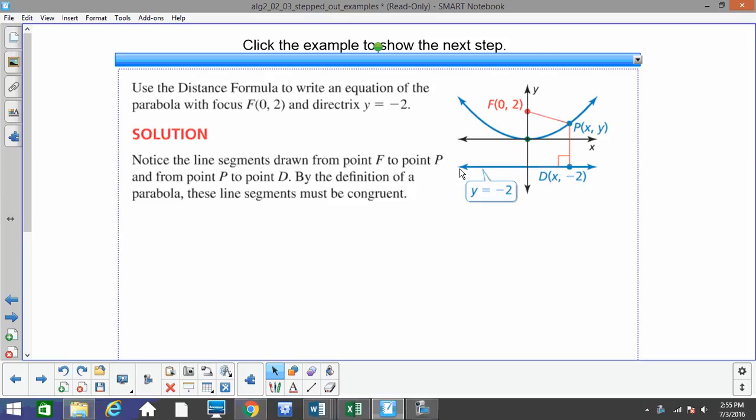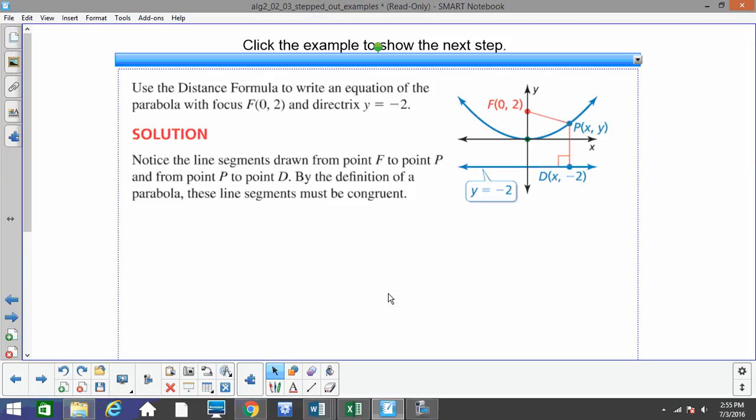And that line right there, that y equals -2, is called the directrix, and that is going to be the same distance from there to there. So what we're going to do is use a distance formula to write the equation of the parabola with a focus of (0, 2) and a directrix of y = -2.